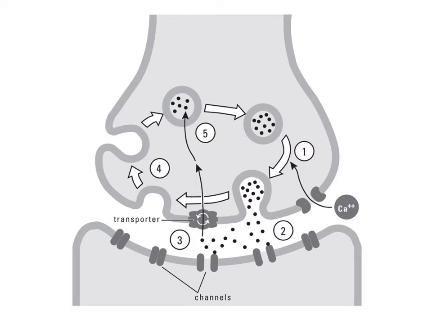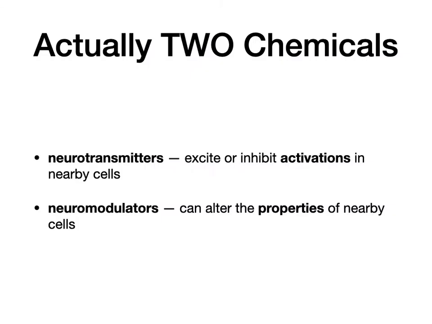Okay, so that's neurotransmitter activating the next cell. There are actually two kinds of chemicals, though, and I've sort of juked you by having us just talk about neurotransmitters, because there's also a thing called neuromodulators. While neurotransmitters will excite or inhibit activations in nearby cells, neuromodulators can alter the properties of nearby cells. Ooh, that's a lot. What do we mean by that?